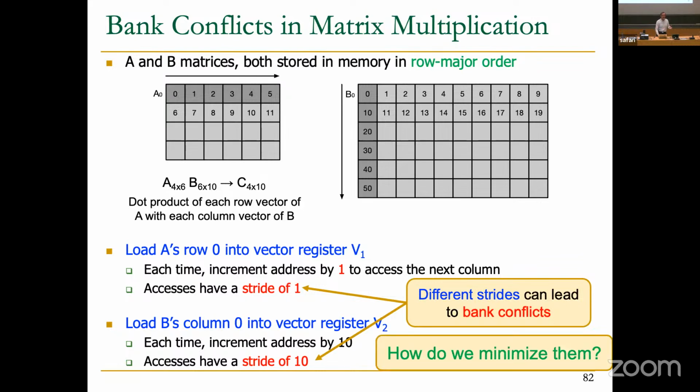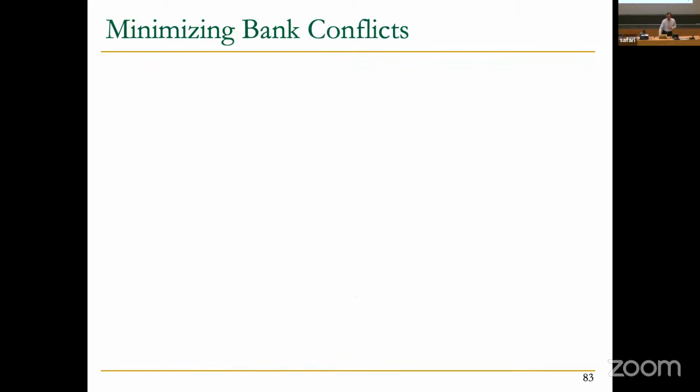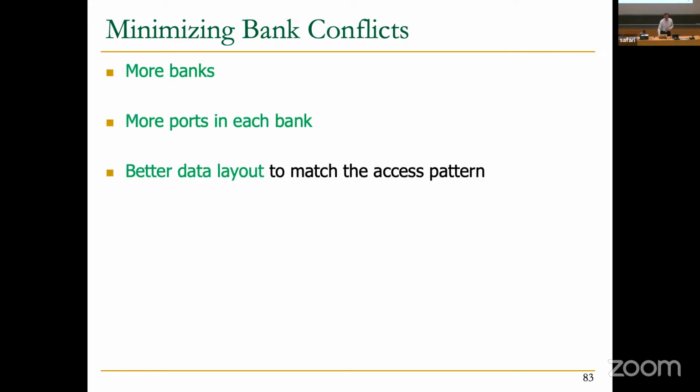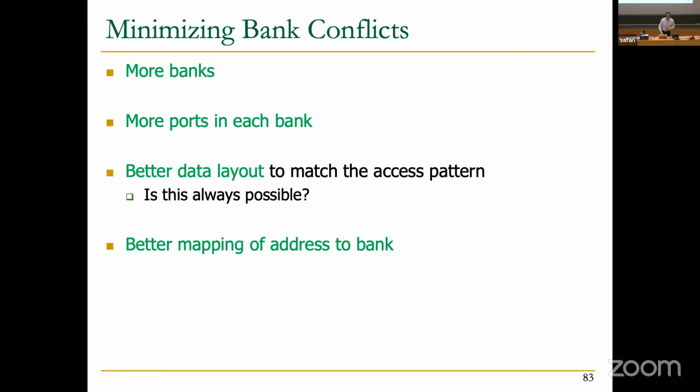So basically, how do we minimize them has actually concerned vector processor designers a lot. And a lot of what has been implemented in vector processors trickled into our systems today, because we need to minimize bank conflicts. More banks. We have more banks today. Expensive. More ports in each bank. Expensive. Better data layout to match the access pattern. How do you do that? You need a hero programmer for that. Is this always possible? Maybe not. Better mapping of address to bank.